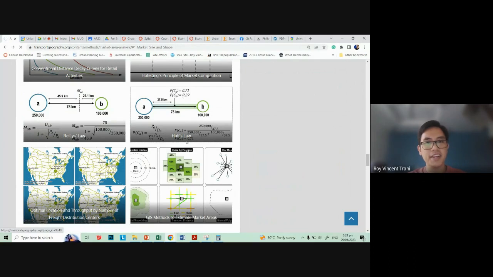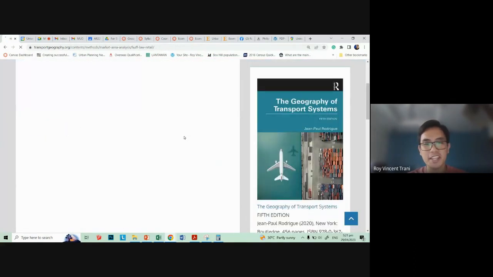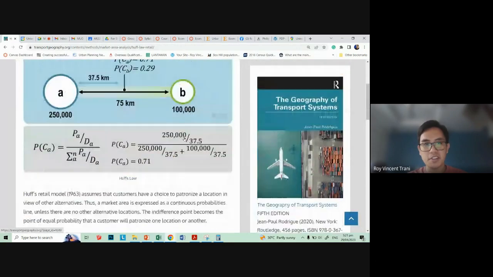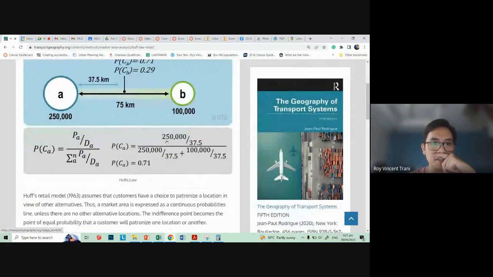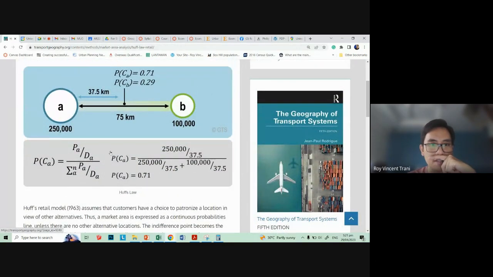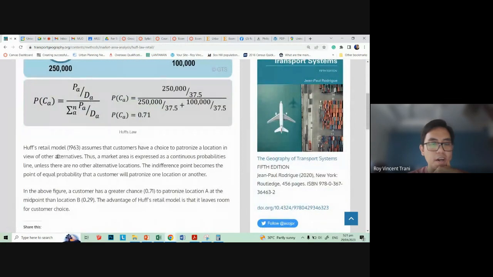So finally, we figured out some ways to determine market area. Okay, this looks a bit scary. Huff's law retail model assumes that customers have a choice to patronize a location in view of alternatives. Thus, a market area is expressed as continuous probabilities, unless there are no alternative locations. The indifference point becomes a point of equal probability that a customer will patronize one location or another.